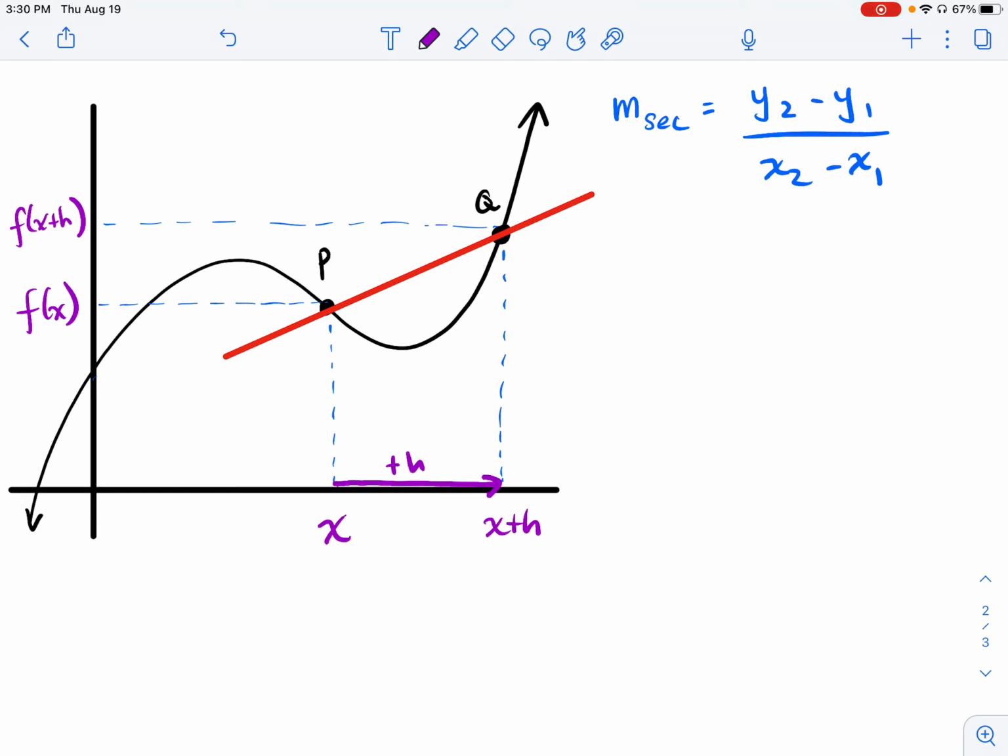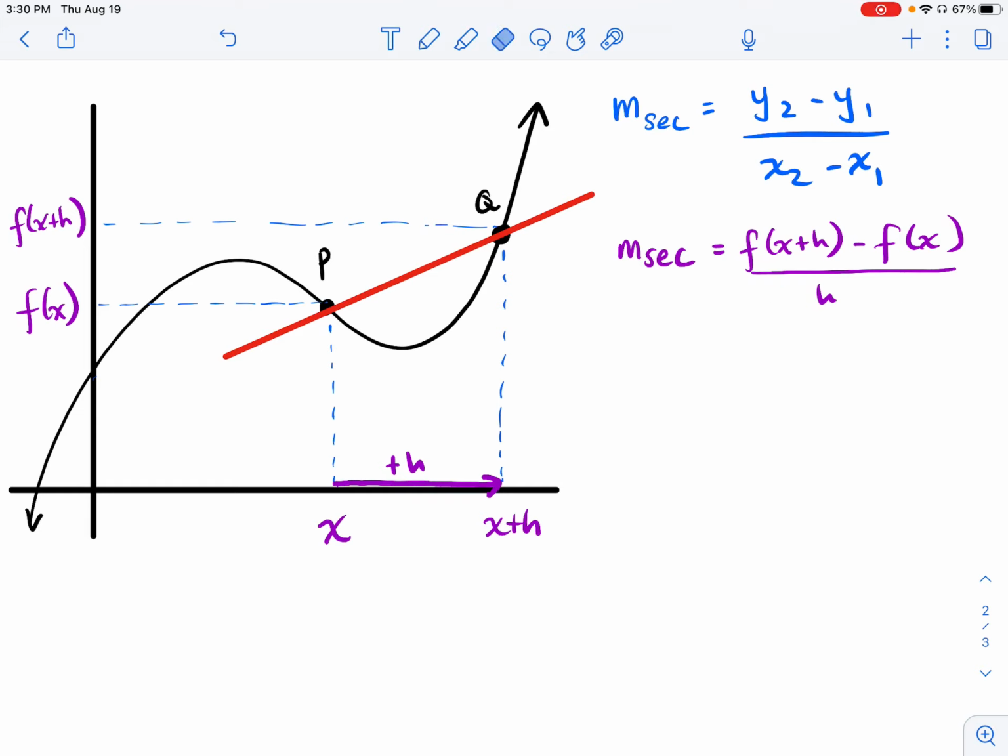Now let's take the same slope and rewrite it in terms of the way we've rewritten these coordinates. So we're going to say f of x plus h minus f of x, all of this over x plus h minus x. And at a quick look, we can see that x and negative x are going to negate one another, so we're just left with h in the denominator.